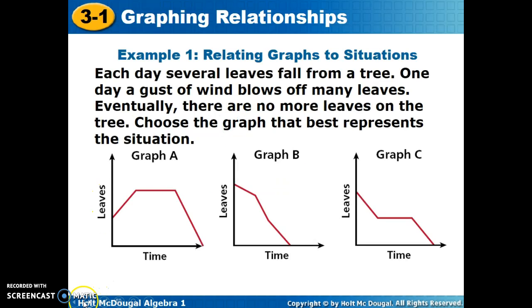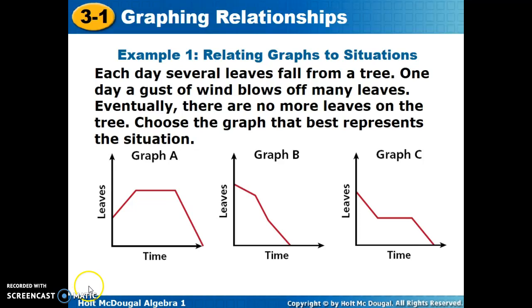So let's look at this example one, relating graphs to a situation. Each day several leaves fall from a tree. One day a gust of wind blows off many of the leaves. Eventually there are no more leaves on the tree. Let's look to see if we can figure out which graph best represents that situation.